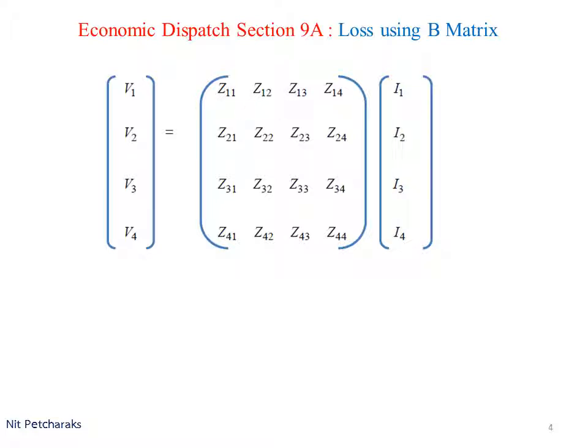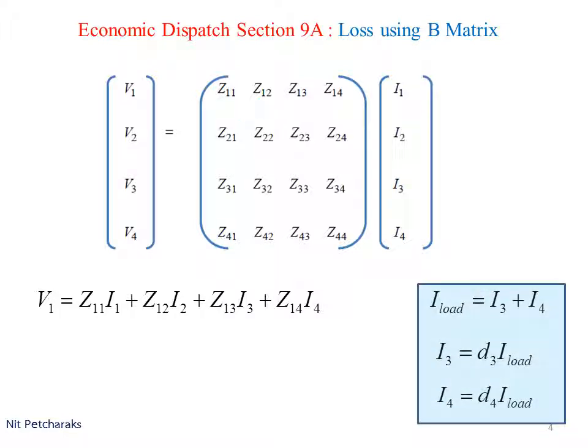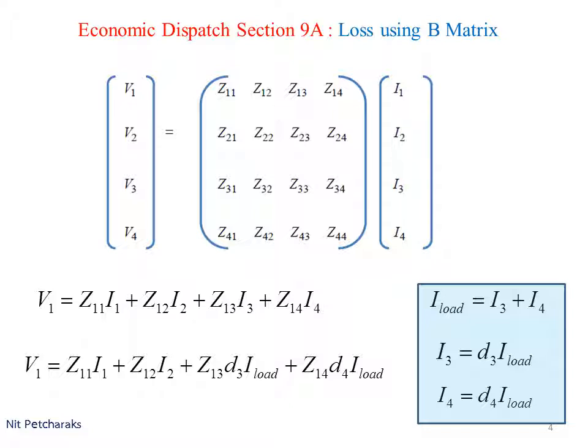In a matrix form, we can write voltage equation for V1 as a summation of impedance and current, as the load current comprises of I3 and I4. Therefore, we can write I3 and I4 as a fraction of load current. Then replace I3 and I4 with a fraction of load current.